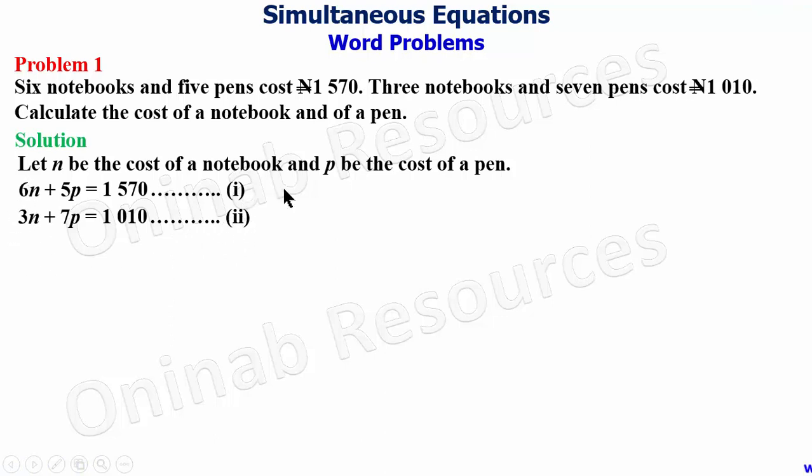So solving this pair of equations simultaneously, we check the coefficients of N and P. If you look at the coefficient of N in equation 1, it is 6, and that of equation 2 is 3. Also for P, the coefficient in equation 1 is 5, and the coefficient of P in equation 2 is 7. We can easily manipulate the coefficient of N to be the same in the two equations. So we multiply equation 2 by 2.